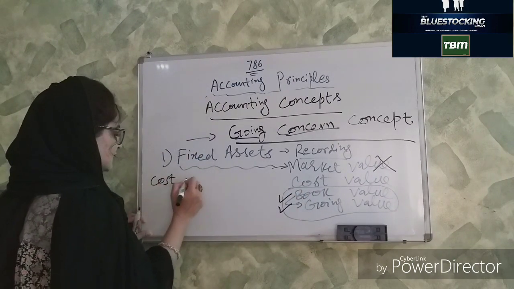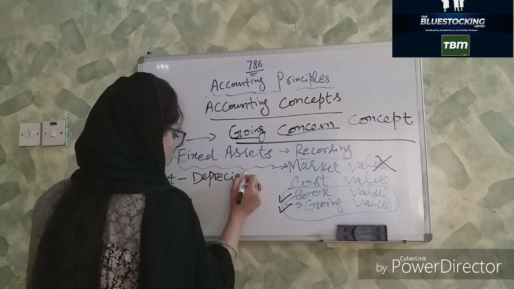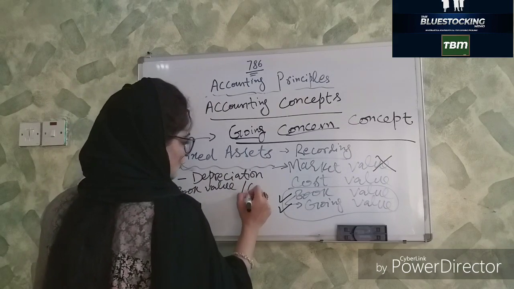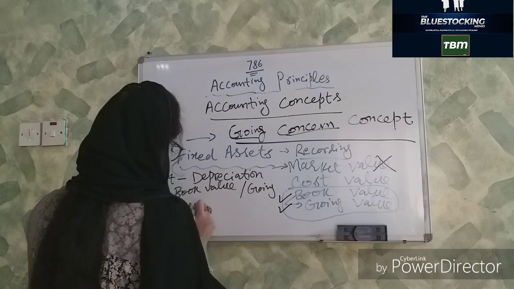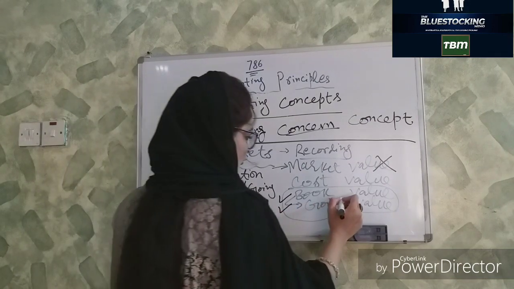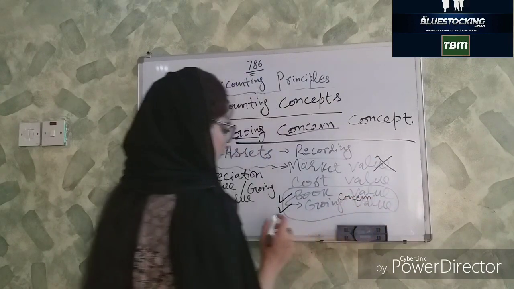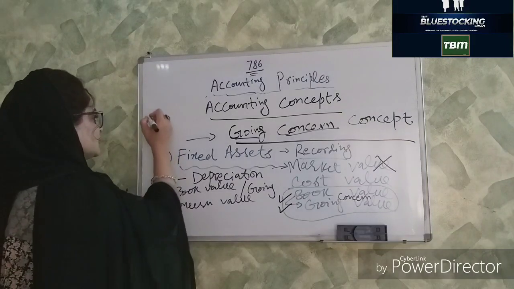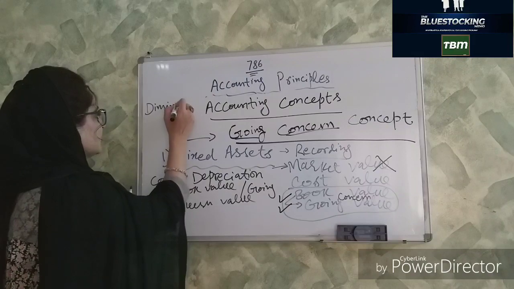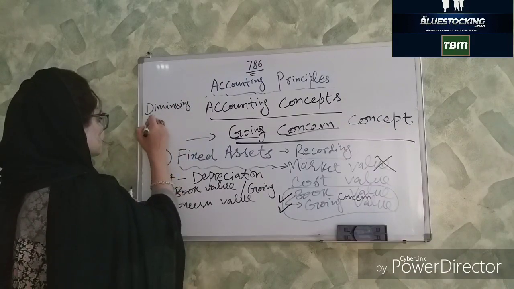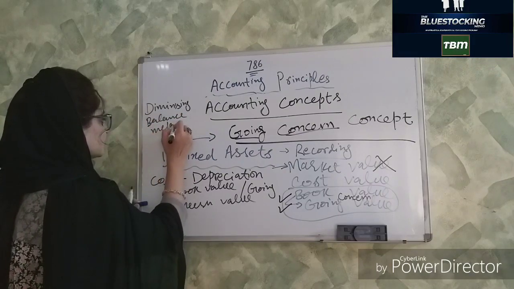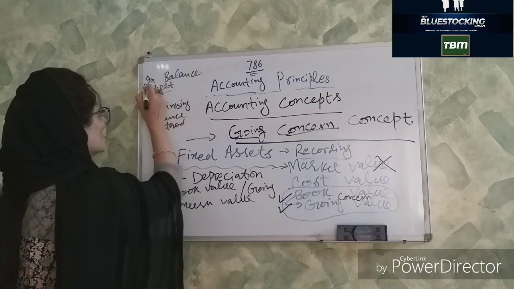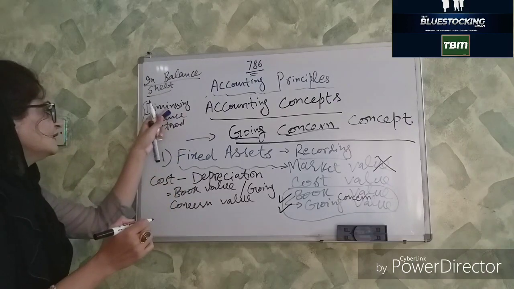This value would be the cost minus depreciation of the assets, and it will be the book value or going concern value. I'm sorry, I forgot to write the word concern here. So this value is what is left after depreciation, and when we record our fixed assets in the balance sheet, they would be on the diminishing balance method. So this is for the balance sheet recording of the fixed asset, the diminishing balance method.